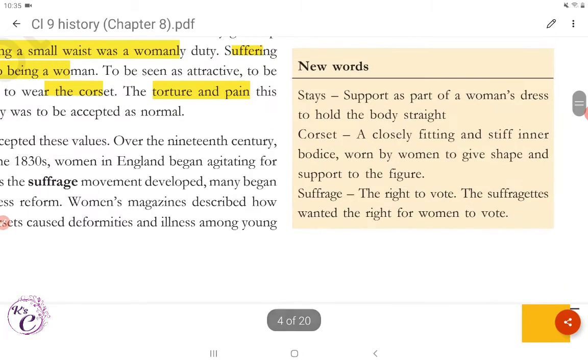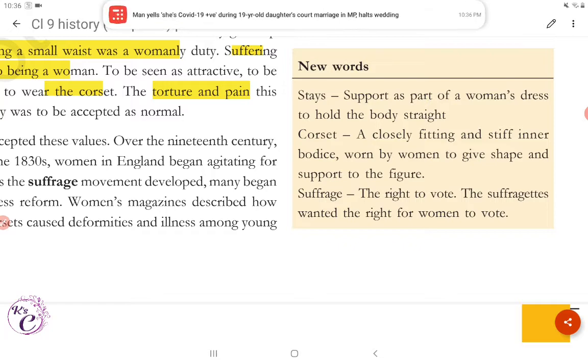Here are some new words. Stays: support as part of a women's dress to hold the body straight. Corset: a closely fitting and stiff inner bodice worn by women.